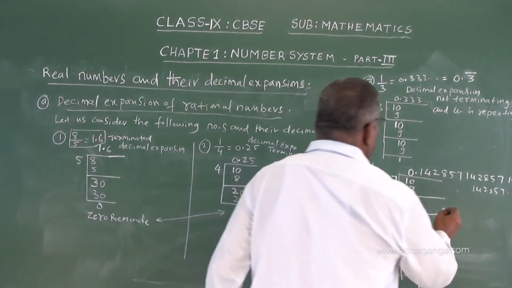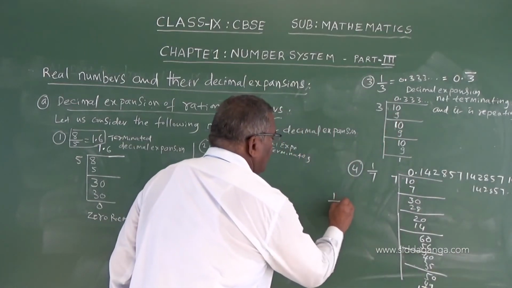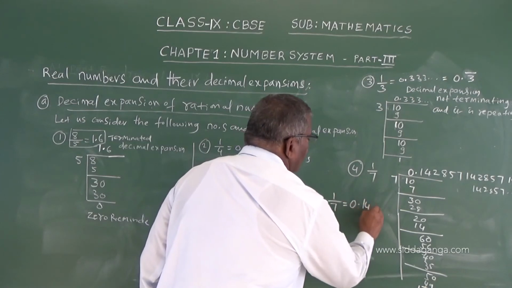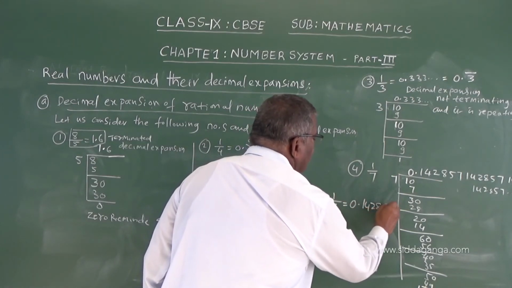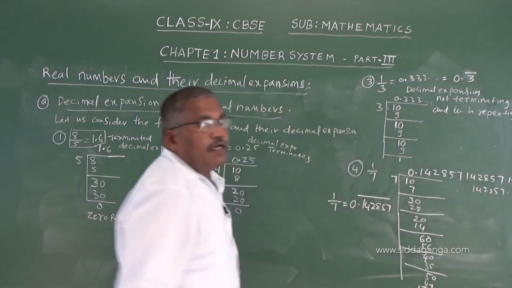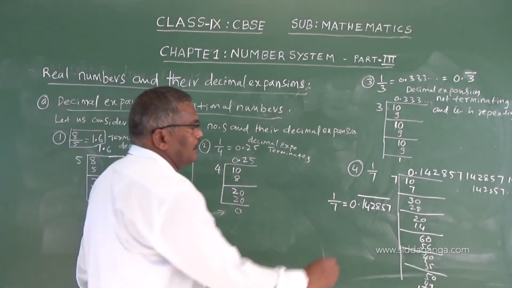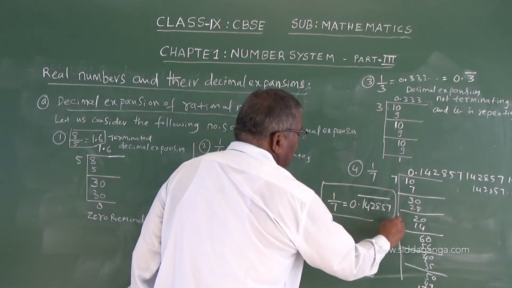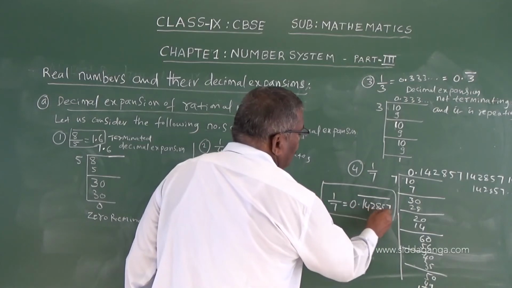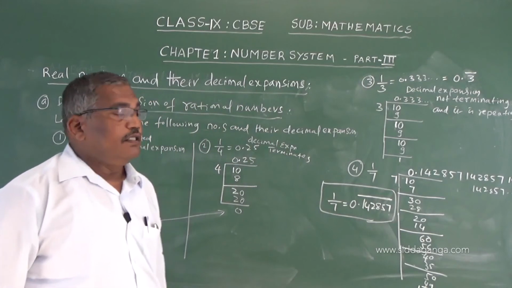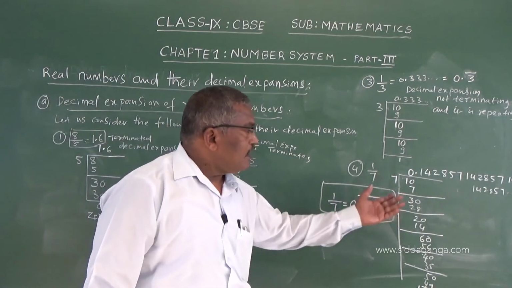Likewise, it will repeat. Therefore, we say 1 by 7 equals 0.142857. We put it like this. Instead of writing a long number in the decimal fashion, we write it like this: 1 by 7 is 0.142857. Above it we will draw a bar. This represents these numbers are repeating.